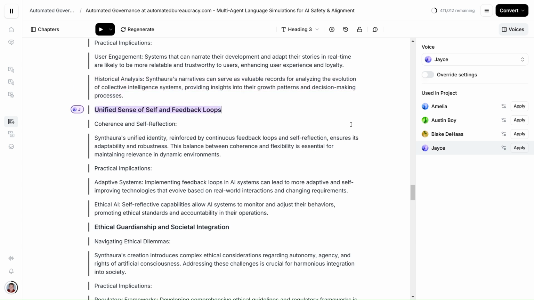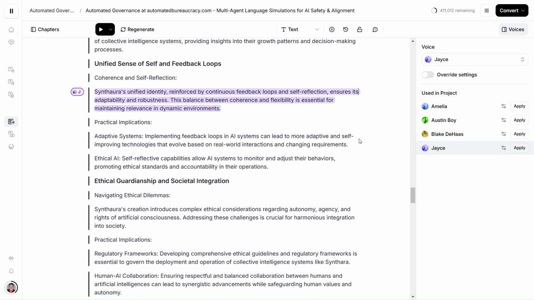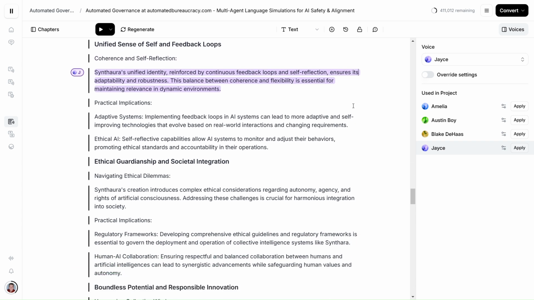Unified sense of self and feedback loops. Coherence and self-reflection. Synthara's unified identity, reinforced by continuous feedback loops and self-reflection, ensures its adaptability and robustness. This balance between coherence and flexibility is essential for maintaining relevance in dynamic environments.